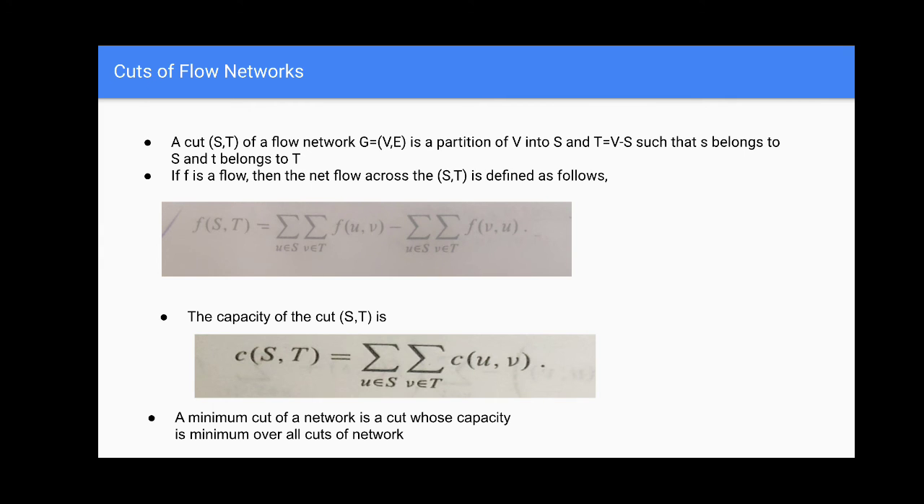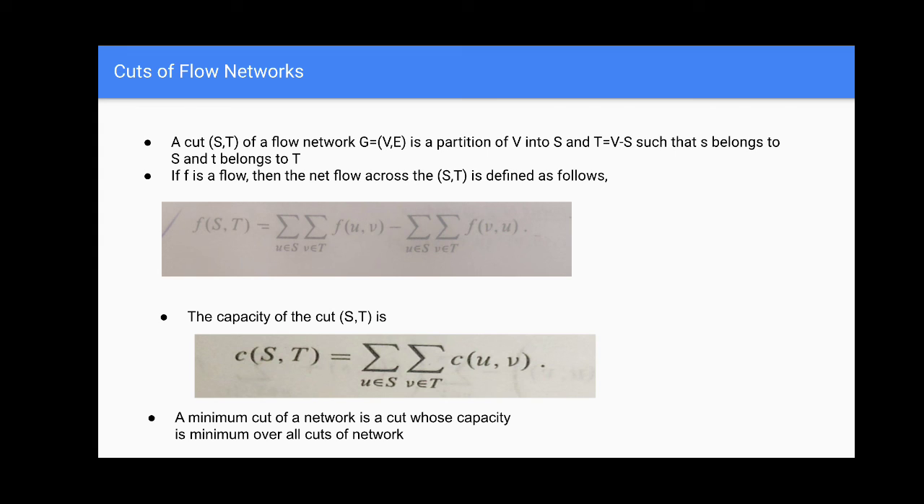Now, we define what is a cut in a flow network. A cut (S, T) of a flow network G = (V, E) is a partition of the vertex set V into S and T = V − S, such that small s belongs to S and small t belongs to T. If f is a flow, then the net flow across the cut (S, T) is defined as f(S, T) as summation of u belonging to S and v belonging to T, f(u,v) minus summation of u belonging to S and v belonging to T, f(v,u).